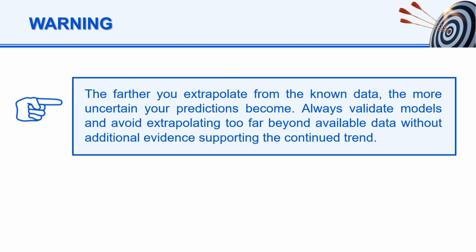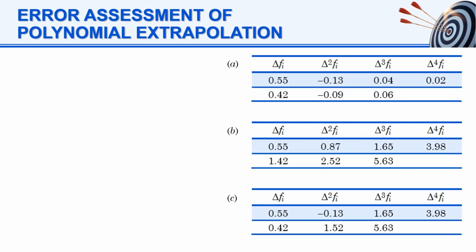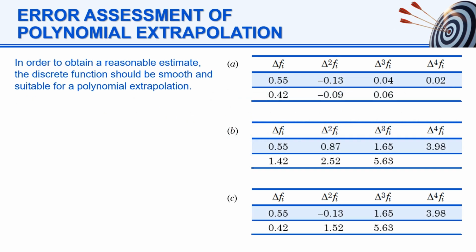The farther you extrapolate from the known data, the more uncertain your predictions become. Always validate models and avoid extrapolating too far beyond available data without additional evidence supporting the continued trend. In order to obtain a reasonable estimate, the discrete function should be smooth and suitable for a polynomial extrapolation.